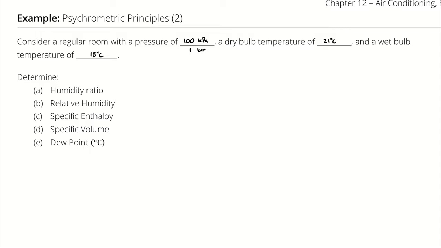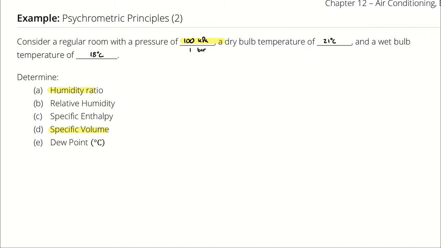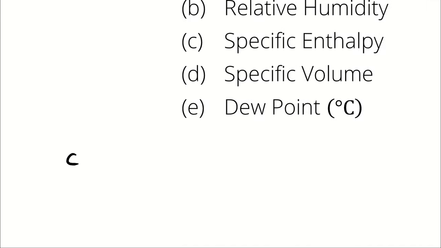By the way, while we're here, let me point out that in addition to pressure, you need two independent intensive psychrometric properties to determine all of the rest. Theoretically, you could use essentially any combination of these seven quantities, any two of them, to determine the remaining five. So we'll start with the calculations.